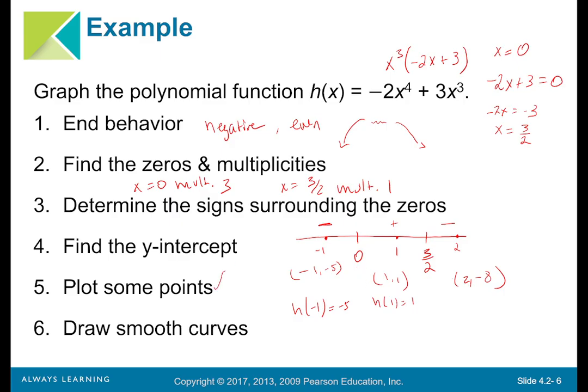That'll count as plotting some points here, and it's usually helpful to also help us determine the signs. We also don't have to worry about the y-intercept step here because one of our zeros was x equals 0. So as soon as I plug in x equals 0, I get the point 0, 0. That was already covered here in this example. So now we just got to actually draw it.